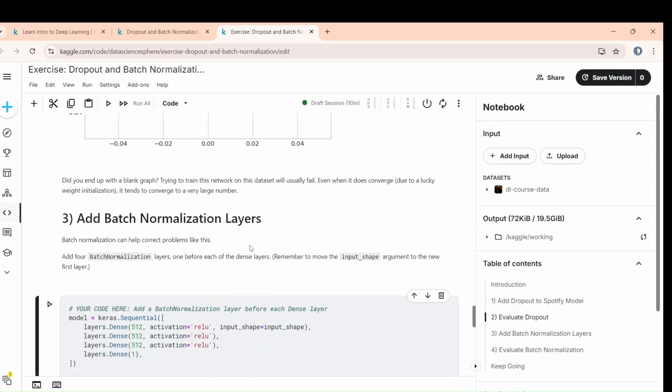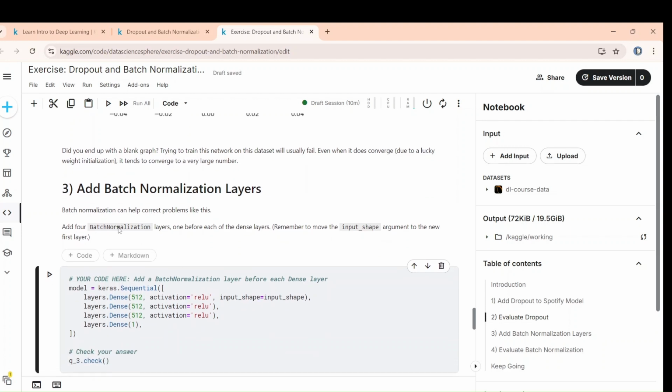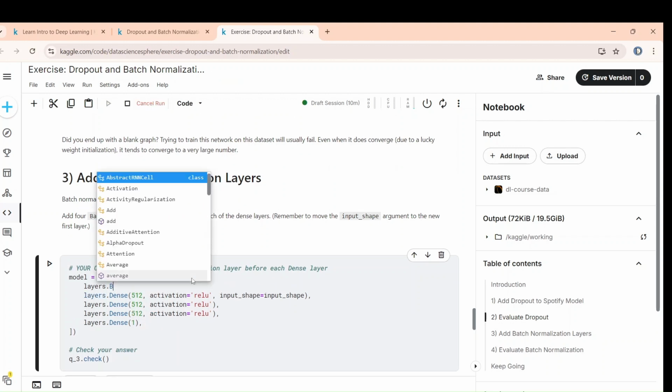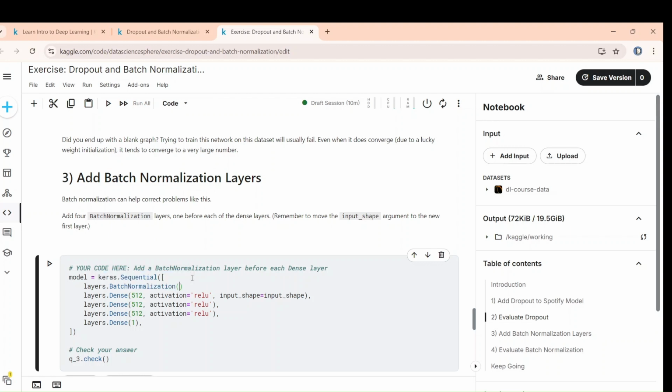Okay, now this problem can be solved by adding batch normalization layers. Batch normalization can help solve this problem. Okay, they have told you to add four batch normalization layers, one before each of the dense layers. So you have to write layers.BatchNormalization, and you have to pass the input. Okay, now remember to move the input shape argument to the new first layer. Okay, done. So this one will be deleted.